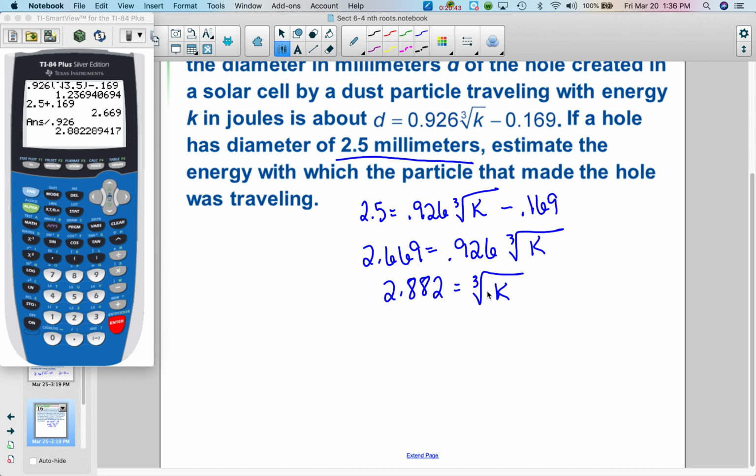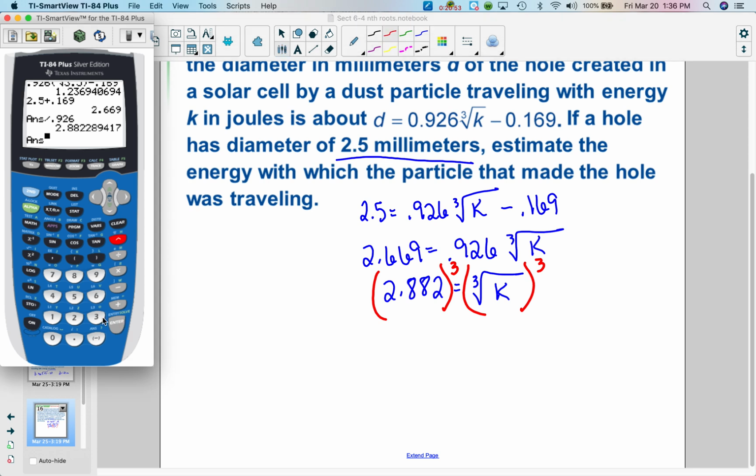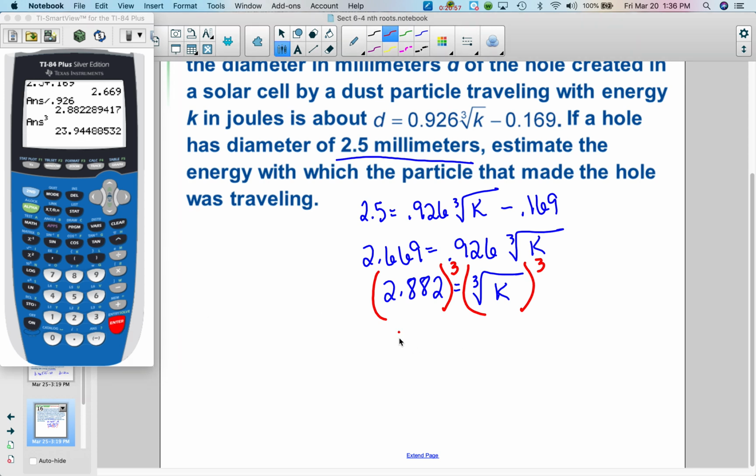And then now I want to undo cube rooting. To undo cube rooting, I cube both sides. So I'm going to leave what's in my calculator, and just cube it. So I get k is approximately 23.94 joules. Okay, not too hard.